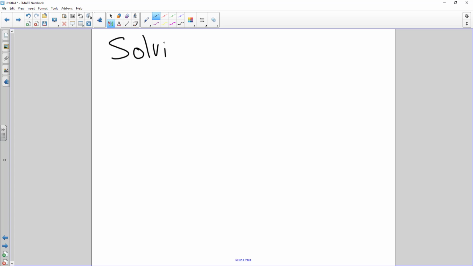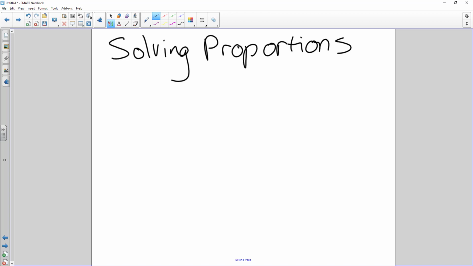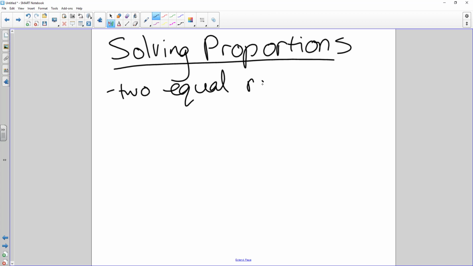Solving proportions. So what a proportion is, first, it's two equal ratios. So it's useful when comparing two things. If I have the ratio A over B and I set it equal to an equivalent ratio C over D, this is called a proportion.